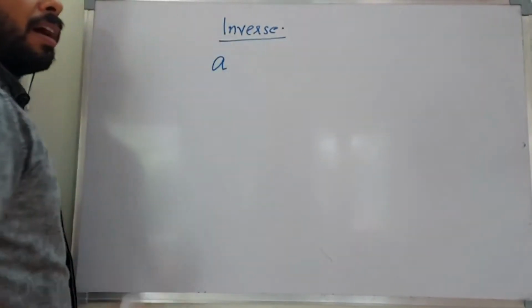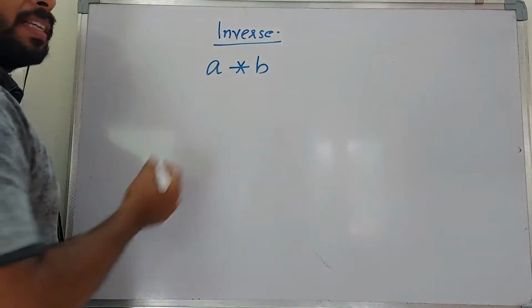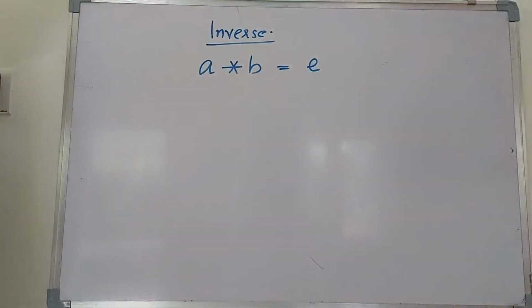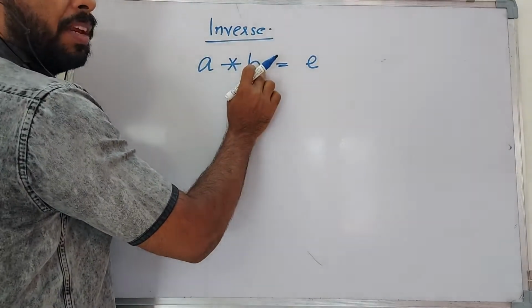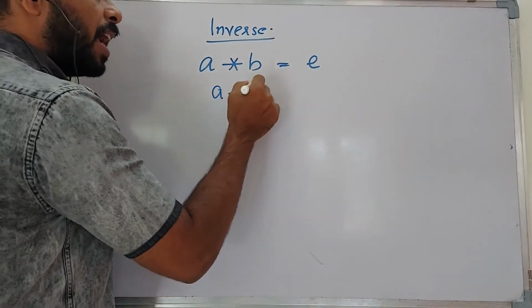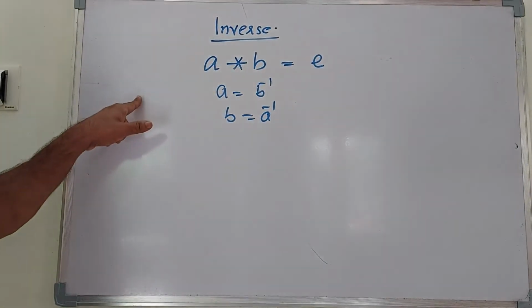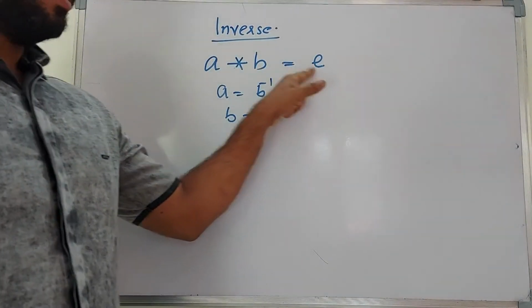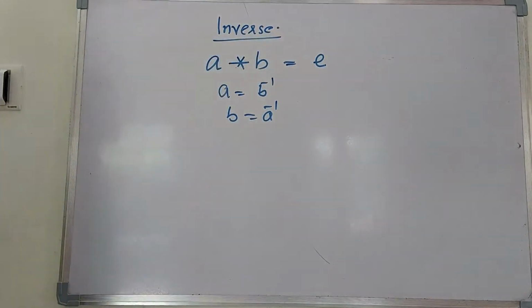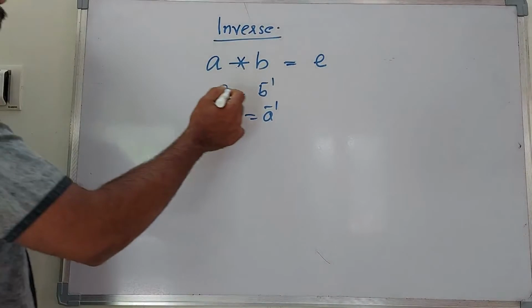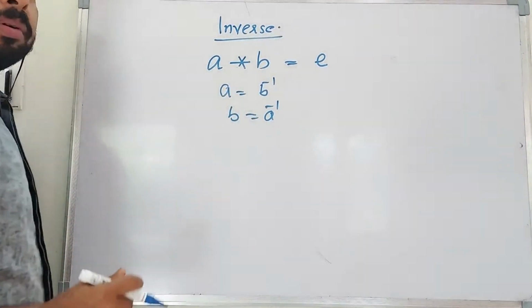Corresponding to an element A, if there exists an element B such that A star B equals the identity element, then B is said to be the inverse of A. Also, A is said to be the inverse of B, and we write A equals B inverse, or B equals A inverse. If B is the inverse of A, then A will be the inverse of B. Symbolically we write A inverse equals B, or B inverse equals A.